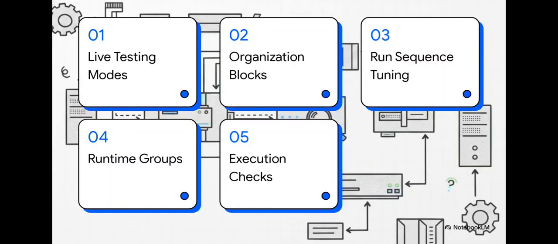Okay, let's dive into this. Here's our roadmap for the explainer. We will start with live system testing modes, then drop down into organization blocks and priorities, look at optimizing run sequences, cover managing runtime groups, and finally, we'll wrap up with essential execution checkpoints.